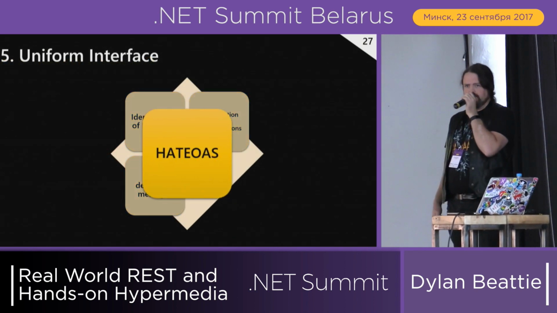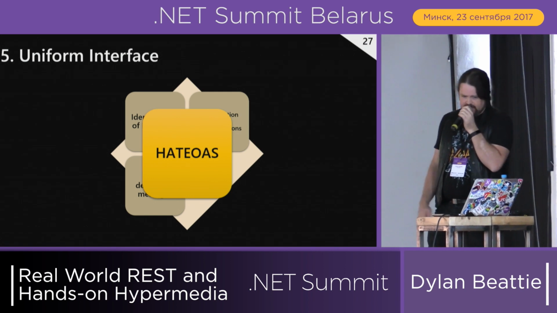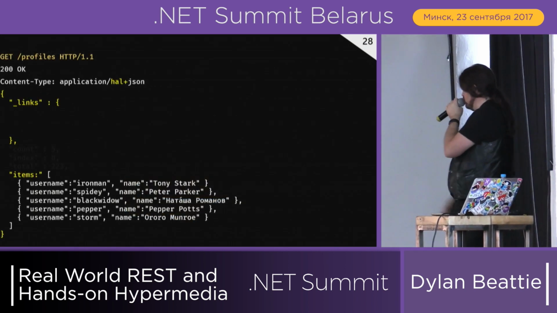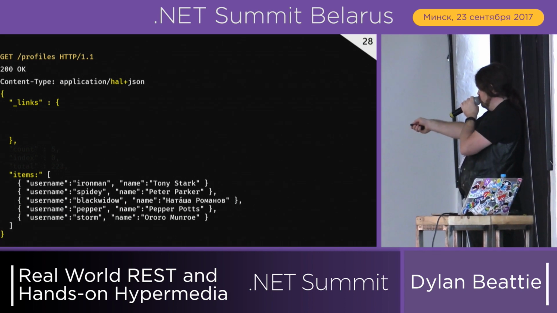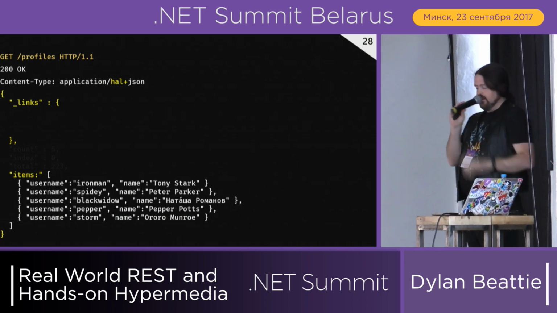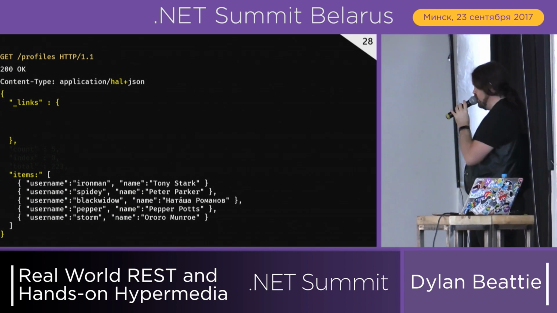What we need to do is to implement this using hypermedia as our engine of application state. So we're going to take that basic resource and we're going to extend it. First of all, our content type here is no longer just application JSON. It's application HAL plus JSON. And we're going to decorate it.